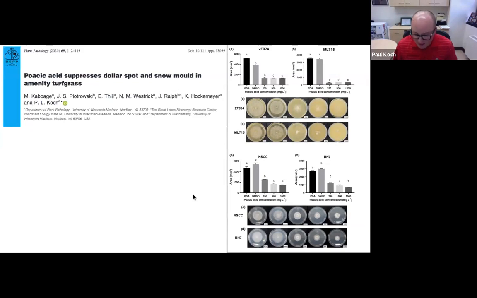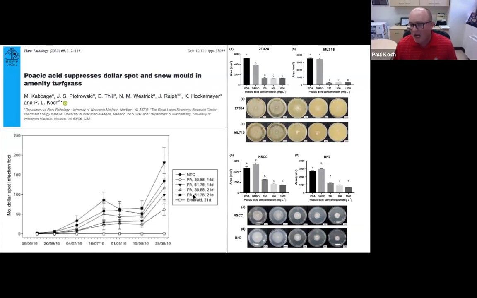We then tested this raw Poacic acid product mixed with DMSO and water in the field. And what we found is that at the concentrations we tested, they were kind of effective. They weren't great. They weren't commercially acceptable. We tried mixing them a little bit with fungicides and really didn't find any added benefit.